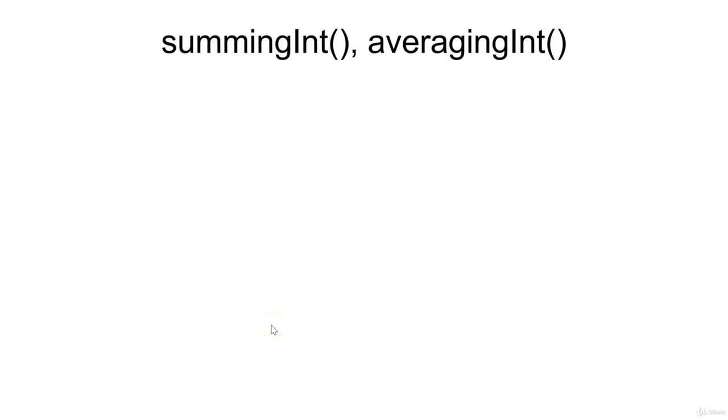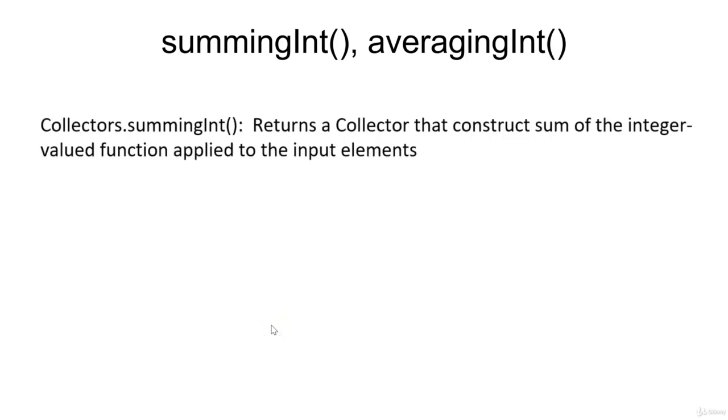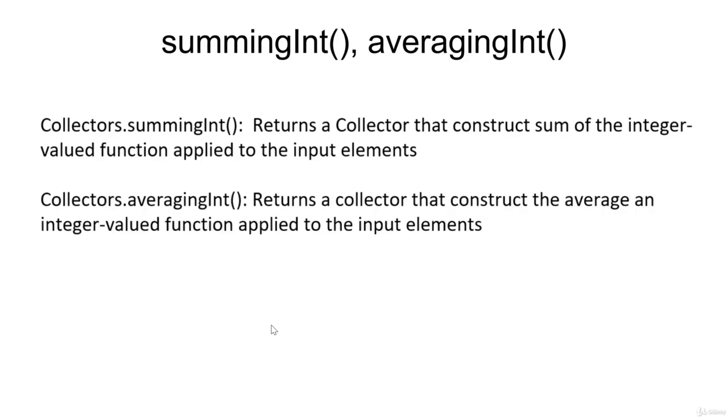In this video, we'll be looking into the summingInt and averagingInt methods of the Collectors class. Collectors.summingInt returns a collector that constructs the sum of the integer-valued function applied to the input elements. And Collectors.averagingInt returns a collector that constructs the average of the integer-valued function applied to the input elements. Now let's look into an example of summingInt and averagingInt.